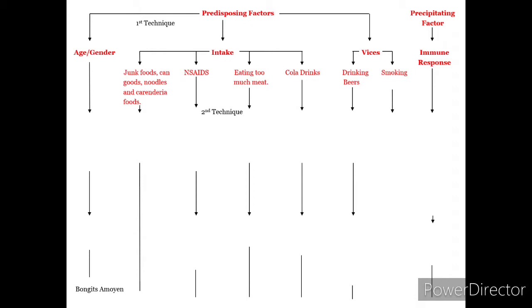Looking at the intake, I identified 4 factors. These are junk foods, canned goods, and others: NSAIDs, eating too much meat and cold drinks. For vices, I have drinking beers and smoking.